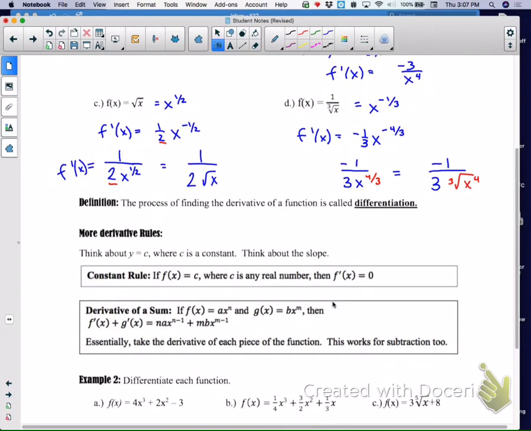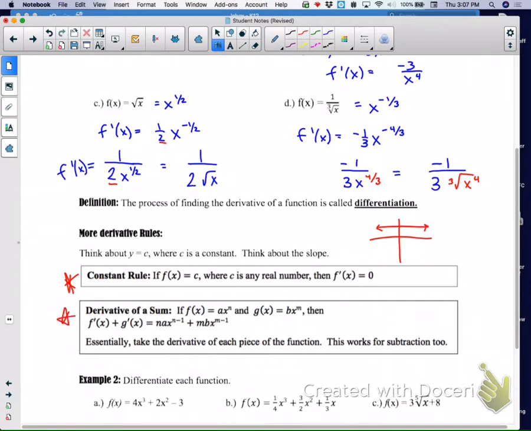So think about a constant. Okay, so you know that the derivative is the slope of a function. So if you have y equals c, where c is some constant, that right there is c, okay? It'd be a horizontal line. The slope of a horizontal line is 0, which means the derivative of that function would have to be 0. So if you're taking the derivative of a constant, that's just going to be 0.